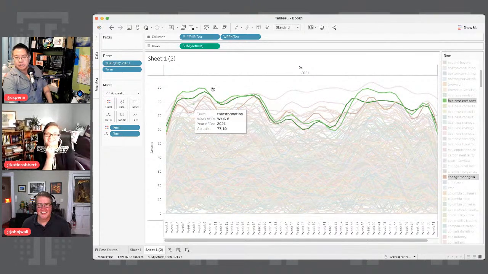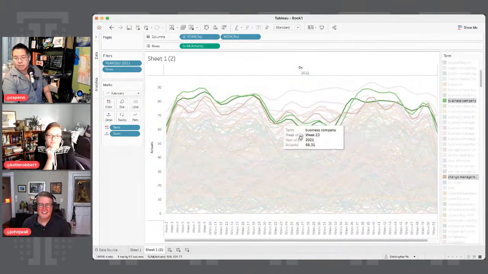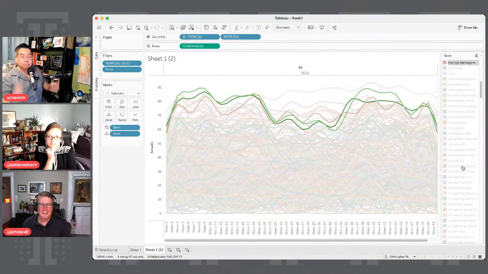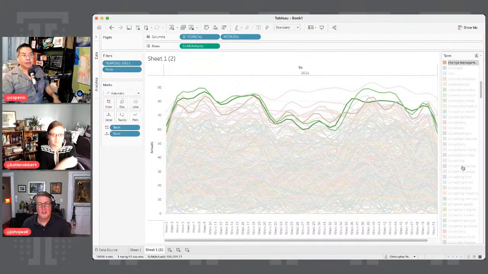So you can see there's change management, which is sort of that brownish color. Then there's business company and strategy. Those things actually do march together pretty well. You can see that from a trend perspective, they are fairly well aligned. So those would be three terms that you would say they're not a topic cluster, which is again something that you see a lot in SEO tools, but they are a time cluster.